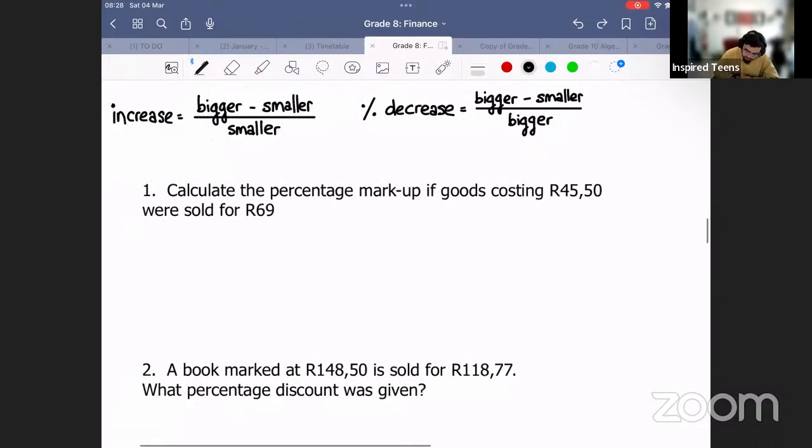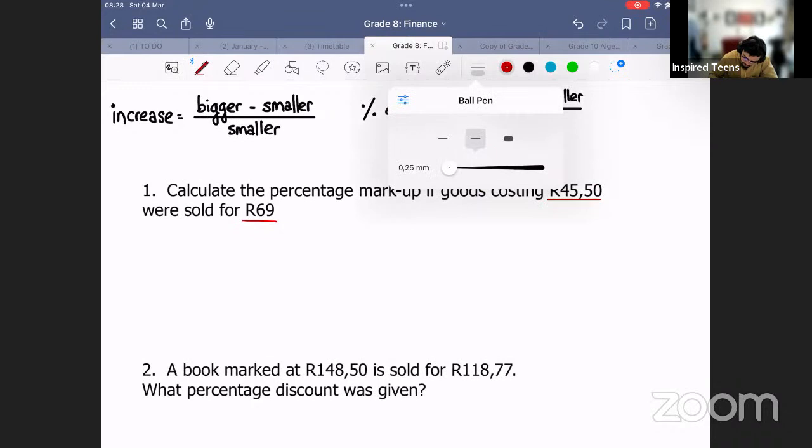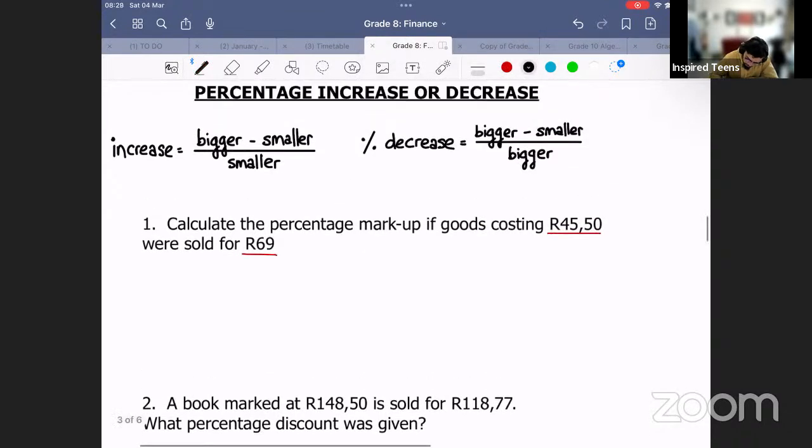So let's do the first example. It says calculate the percentage markup if goods costing 45 Rand 50 were sold for 69 Rand. This is a basic cost price, selling price type of example, and they want you to calculate the markup. By what percentage was it marked up? How we can do that is simple. We follow the formula. Here's the formula.